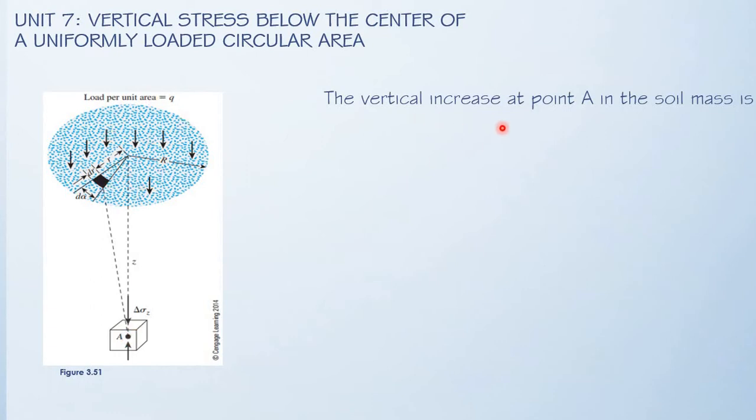So the vertical increase at point A in the soil mass is given to be Q multiplied by 1 minus 1 divided by (R over Z) squared plus 1, the quantity raised to 3 halves. Wherein Q is the load per unit area, and capital R is the radius of the circular area. And then, as usual, Z is still the depth from the ground surface up to the point of consideration.